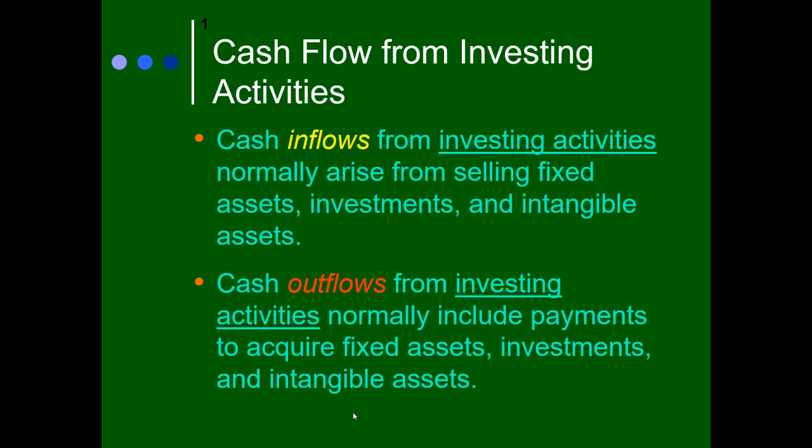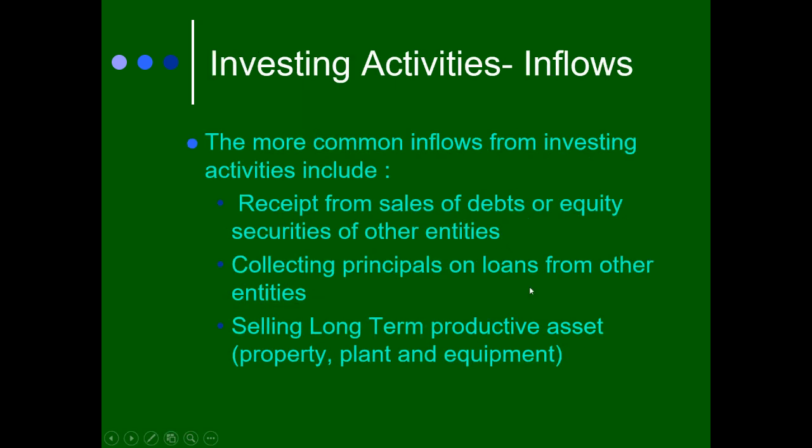Cash inflows from investing activities normally arise from selling fixed assets, investments, and also intangible assets. Intangible assets are usually securities, for instance, bonds and debentures. And cash outflows from investing activities normally include payments to acquire fixed assets, payments for any investment in another company, and also payment for intangible assets, the securities.